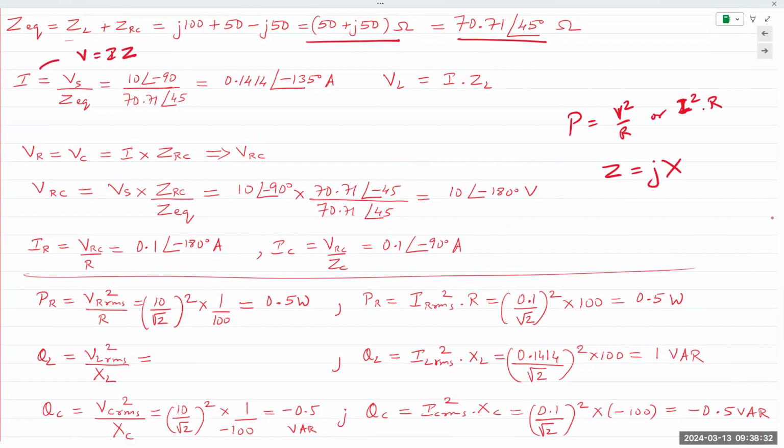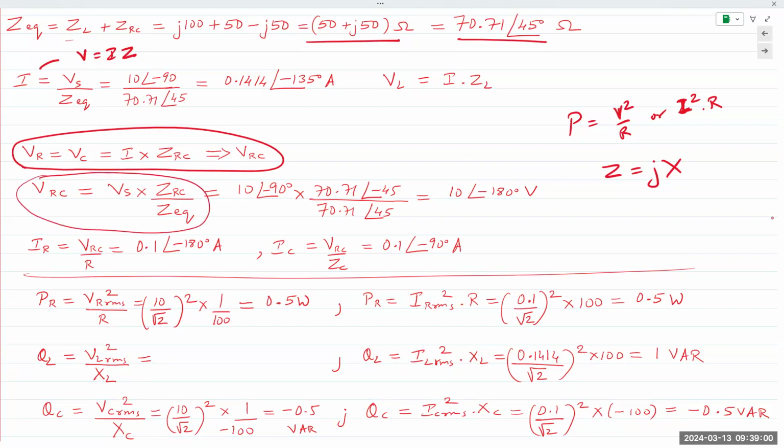All right, so voltage across the resistor is the same as the voltage across the capacitor, simply given by I times ZRC. Remember that total current I is flowing through the inductor, the source, as well as the parallel combination of R and C. So VRC is simply I times ZRC. You can use Ohm's law and find it that way, or as I've shown here, you can use voltage division and find it that way.